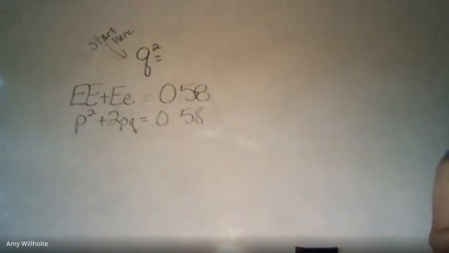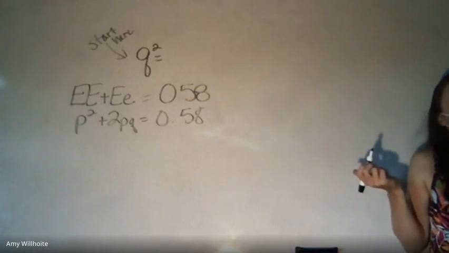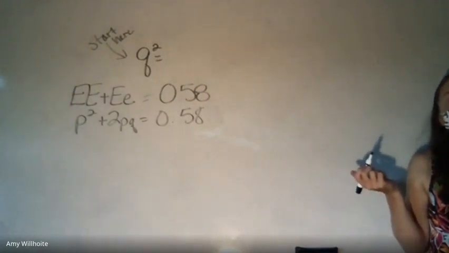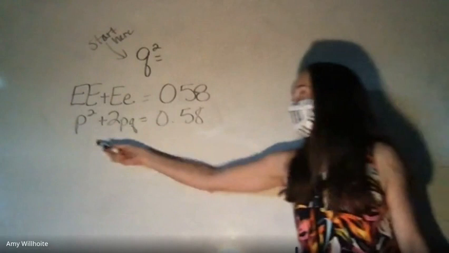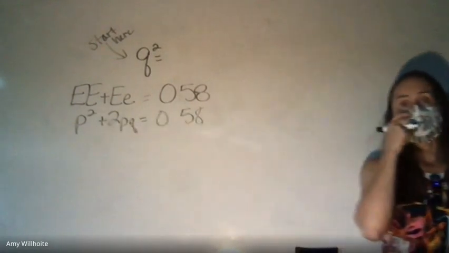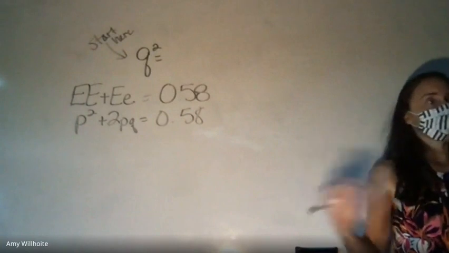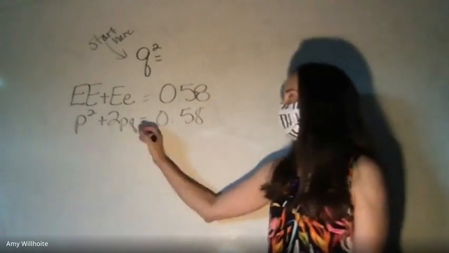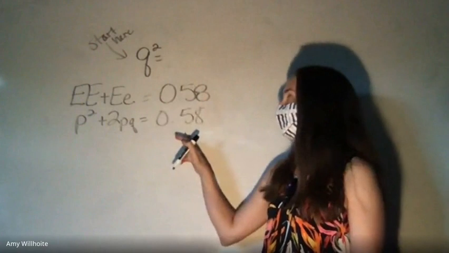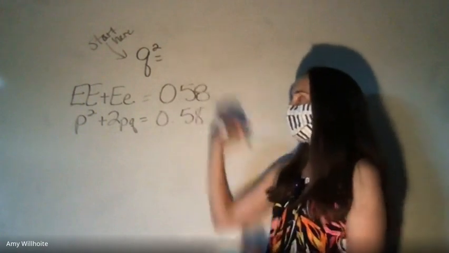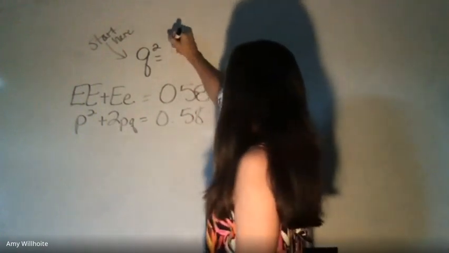So what do I have to do? I got to get Q squared. I still have to start with Q squared, right? Because I don't know how many of those are which, right? So how do I do that? I got to subtract it from 1, right? Because the only thing I'm missing is Q squared. And so if I can subtract it from 1, then I'll get my Q squared, which should be 0.42, right?